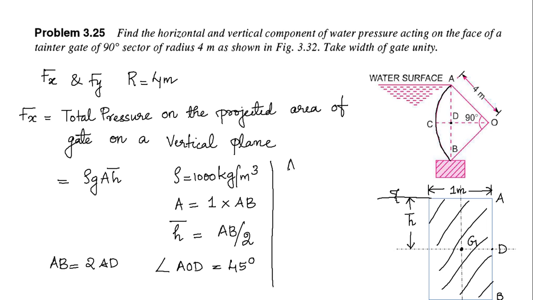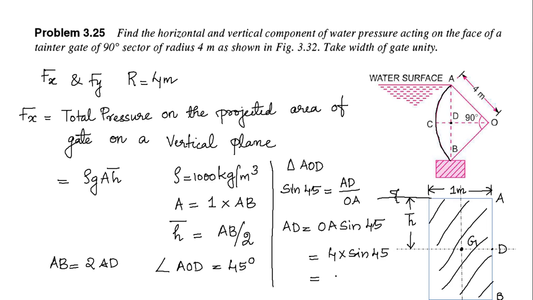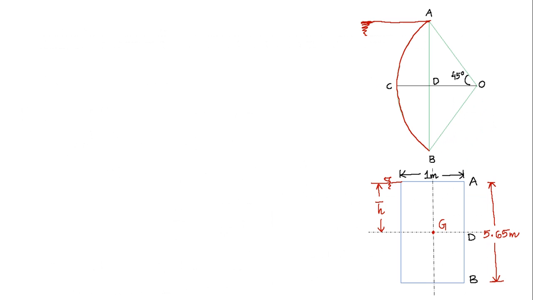So angle AOD will be 45 degree. When we consider triangle AOD, sine 45 degree will be equal to AD divided by OA, where OA is the radius of the sector. AD will be OA sine 45, which will be 4 into sine 45. We'll get it as 2.828 meters. So AB will be 2 times 2.828, which is equal to 5.65 meters.